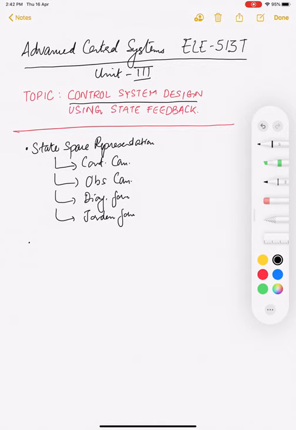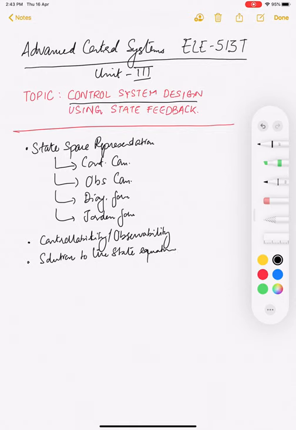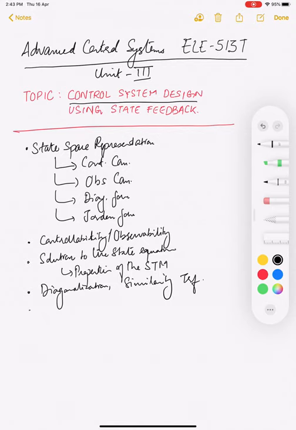We have talked a little bit about controllability, observability of systems. We have also talked about the solutions to the state equation, properties of the state transition matrix. We have also done diagonalization, talked about similarity transformation, eigenvalues, eigenvectors. This is a brief review of the topics so that we understand where we are, and in order to proceed further we'll have to at least revise these topics.